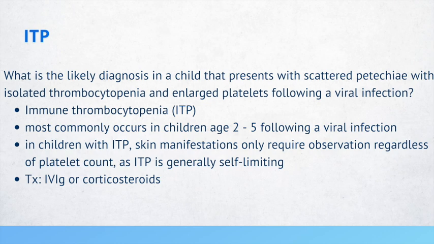What is the likely diagnosis in a child that presents with scattered petechiae with isolated thrombocytopenia and enlarged platelets following a viral infection? Immune thrombocytopenia. This most commonly occurs in children between the ages of 2 to 5 years old following a viral infection.